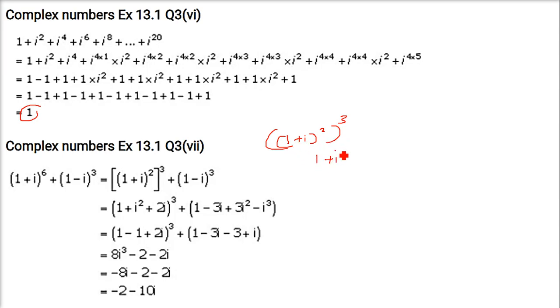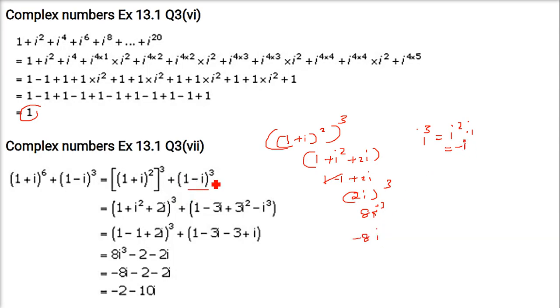So 1 plus i squared plus 2i. This is 1, i squared is minus 1, plus 2i. This gets cancelled. So 2i to the power cube, which is 2 to the 4, 4 to the 8, 8i cubed. And i cubed is what? i cubed is i squared into i. i squared is minus 1, so you get minus i. So this will be minus 8i.